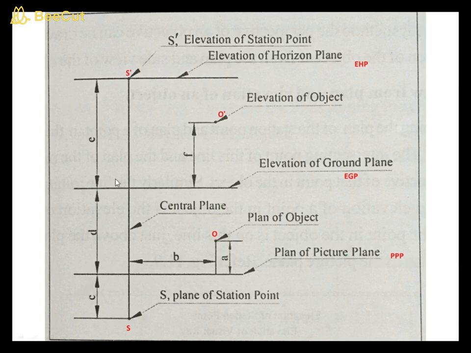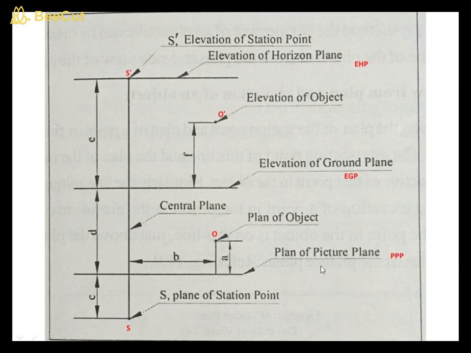Just imagine you have a vertical plane and a horizontal plane. The intersection of the vertical plane and horizontal plane is the XY line. So that is your EGP line, something like that. And you are placing a picture plane in front of the vertical plane. So you are placing a plane in front of the vertical plane, that is known as the picture plane. And if you are drawing the plan of that picture plane, you will get a horizontal line like this. So the PPP line, plan of picture plane, is a horizontal line parallel to the EGP line, elevation of ground plane, front view of the ground plane.